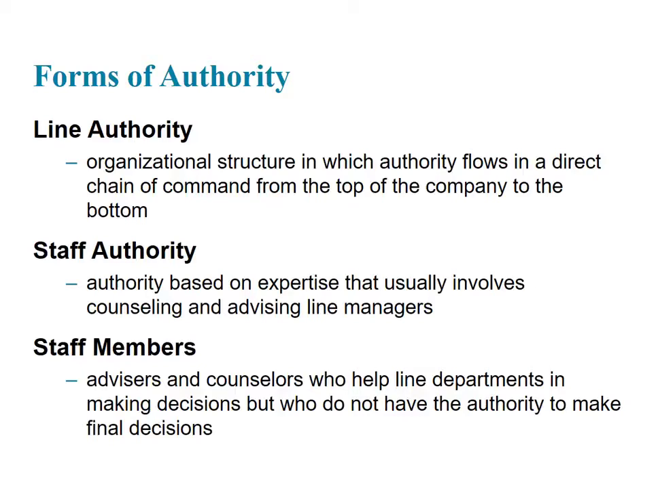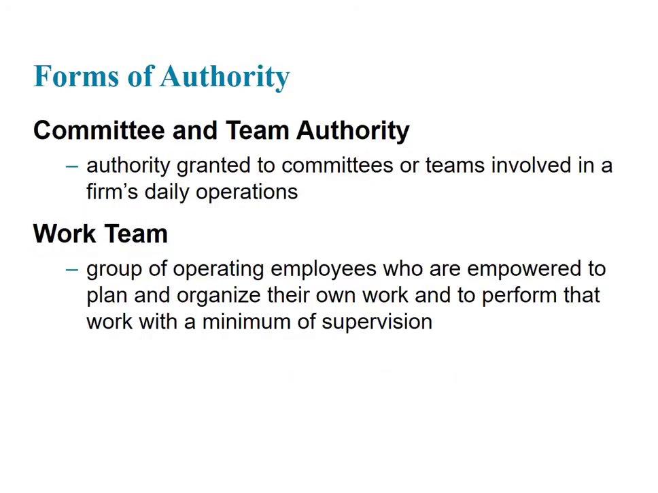These members of that staff help line departments in making decisions, but they do not have the authority to make the final decisions. Now, while these staff members generally provide services to management, line managers are directly involved in producing the firm's products. And the third form of authority, we'll talk about that now, and that's committee and team authority. This is that authority that is granted to committees and teams that play central roles in the organization's daily operations. Employee committees or those teams are typically empowered to plan and organize their own work and to perform that work with very minimal supervision. So those teams are given some power and they're expected to be able to do the tasks without having someone completely supervise them through the process.